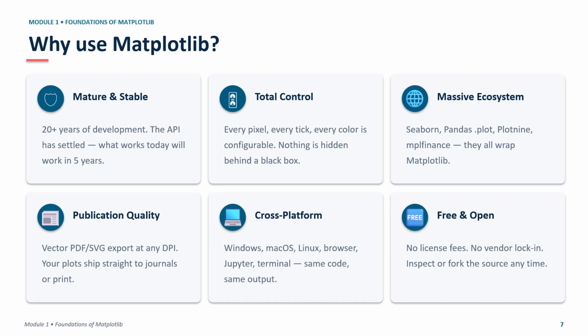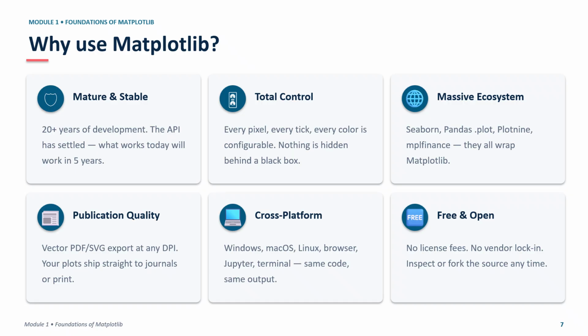Let's talk about why you should use it, and specifically why it is worth learning even when newer tools exist. There are 6 key advantages. First, it is very mature and stable. This library was made more than 20 years ago, it has been developed, and the bugs have been found and fixed. Second, you have very fine control over every single element on a chart: the thickness of the line, the color of the grid line, the font of the axis label, all of this can be controlled. So nothing is hidden here.